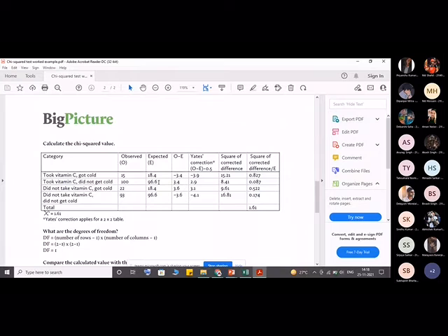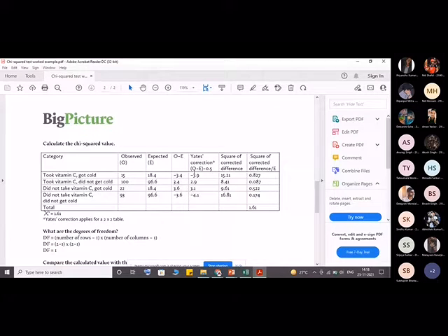Now what is the next step? I have to find out O minus E. So what is O minus E? 15 minus 18.4, 100 minus 96.6, 22 minus 18.4, 93 minus 96.6. So that is my O minus E.